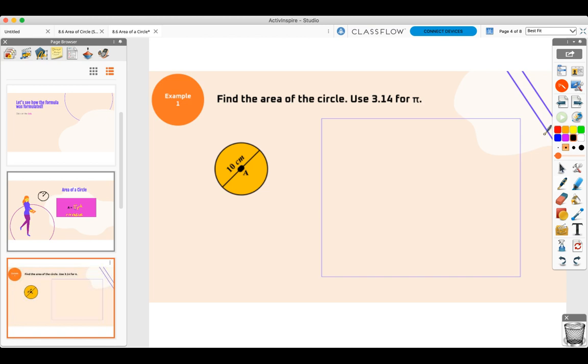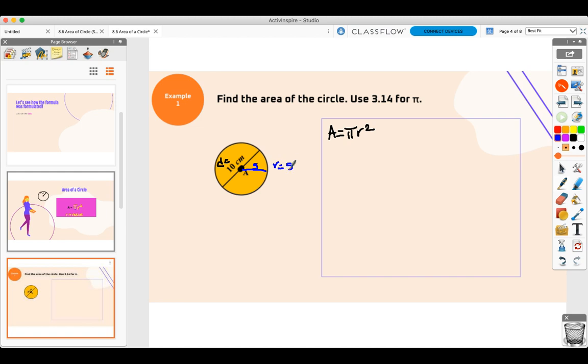To find the area of the circle, remember the formula is pi r squared. So you need the radius. 10 over here is saying what? What does 10 measure? 10 measures the diameter. So you need the radius. And how do we find the radius? Well, radius is half of the diameter. So from here to here is going to be 5. So you need to use that.